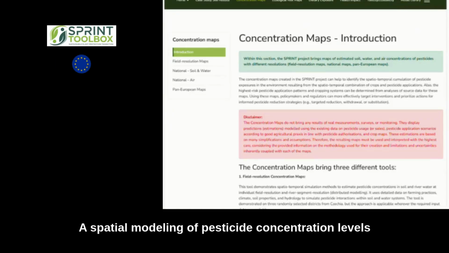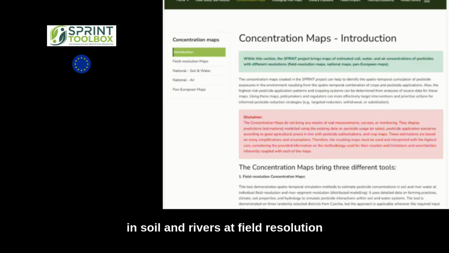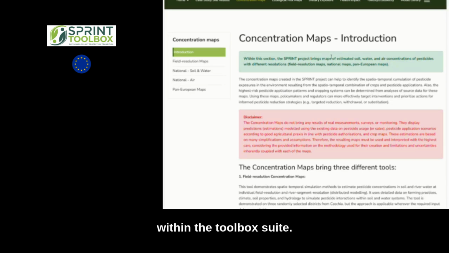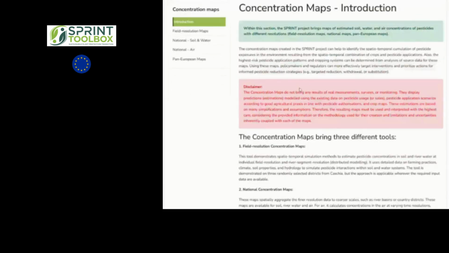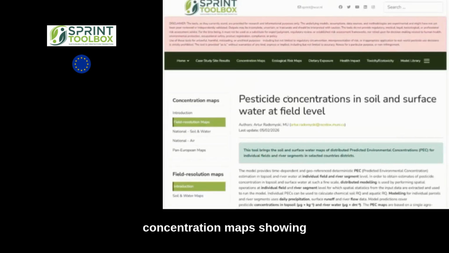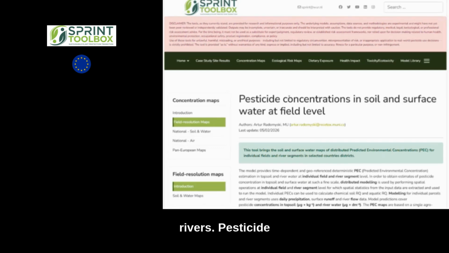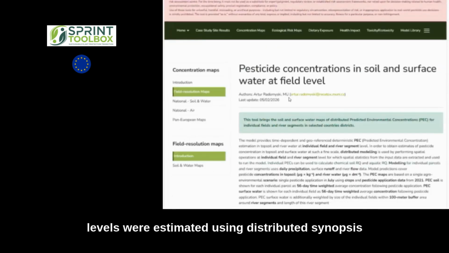Spatial modeling of pesticide concentration levels in soil and rivers at field resolution and river basin scale is an integral part of the SPRINT project and complements other tools within the Toolbox suite. The first element of this tool is predicted environmental concentration maps showing pesticide levels of multiple chemicals in soil and water estimated for individual fields and rivers. Pesticide levels were estimated using a distributed SWAT model and input data covering climatic, farming, physical, chemical, and hydrological variables.